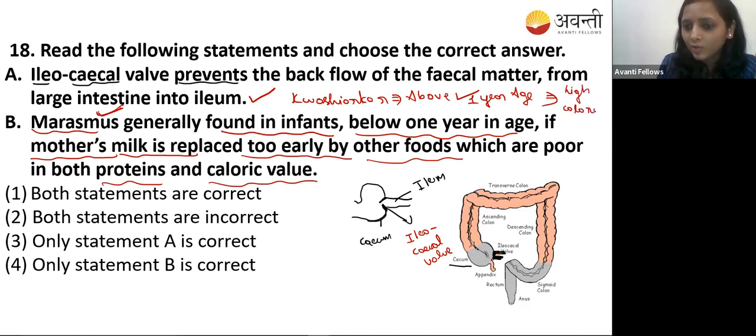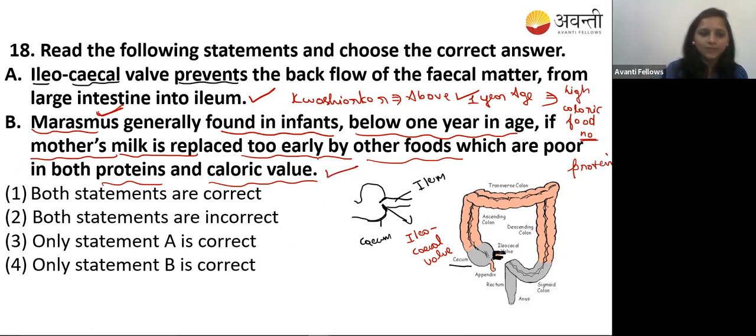High caloric food is there, but no protein. No protein. Okay. Yes, the statement 2 is correct, right? So that is why, let us see that. So both the statements are correct.